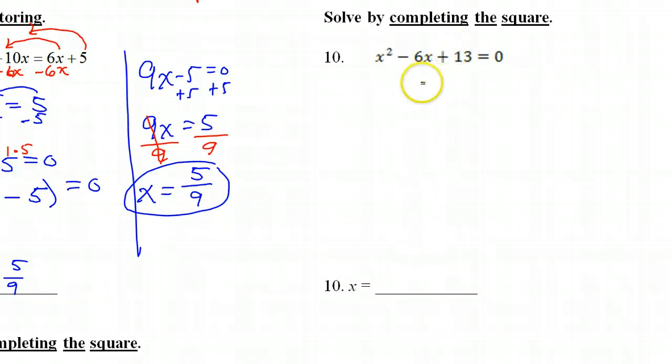Okay. Number 10, we're supposed to solve by completing the square. Now this 13 has to be a special number.